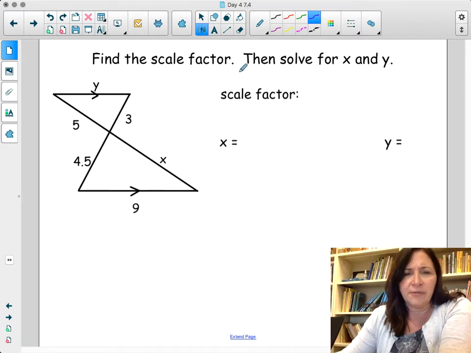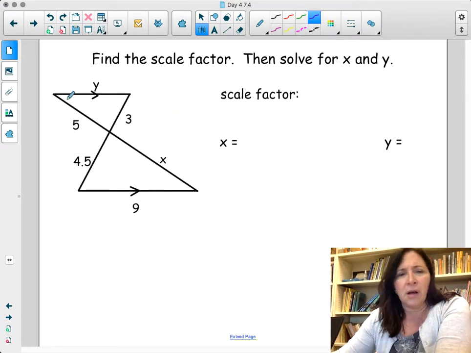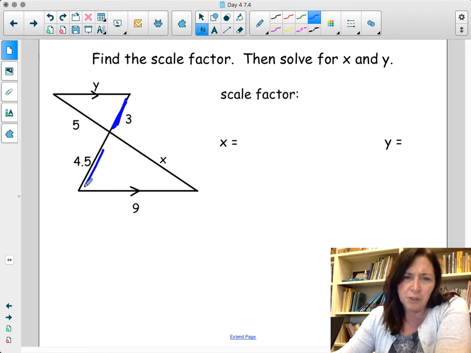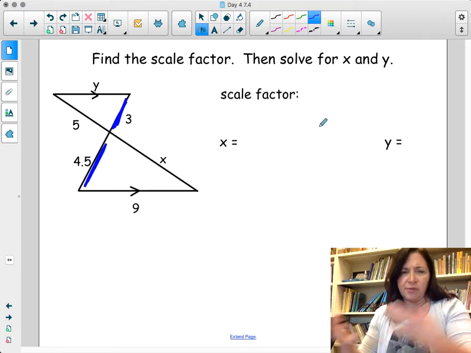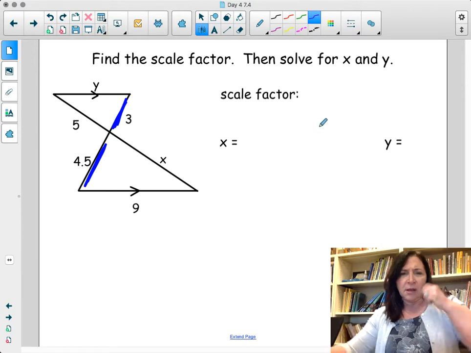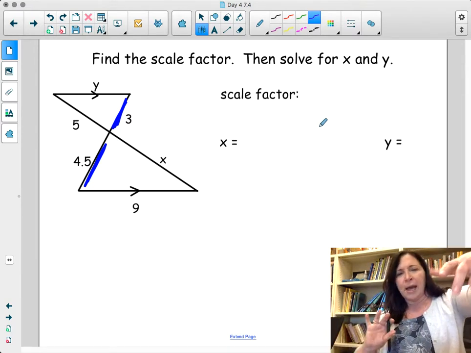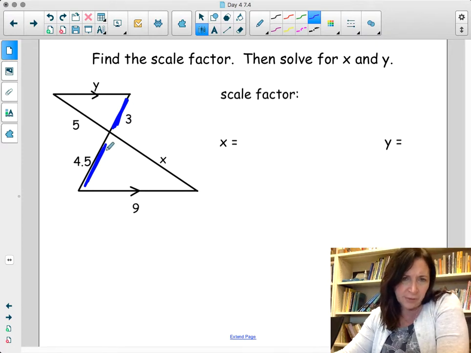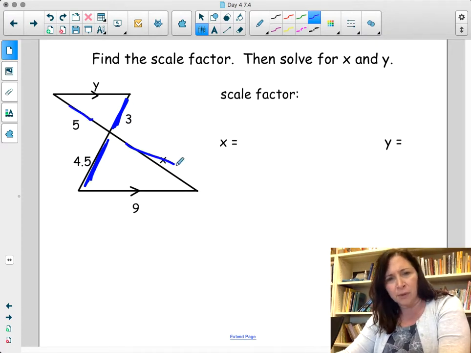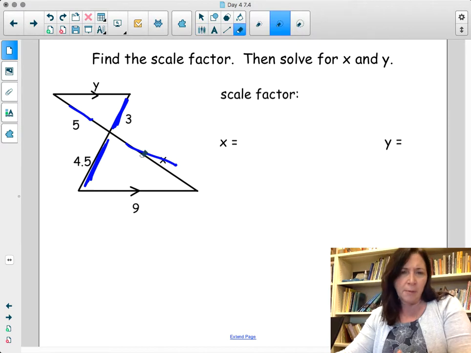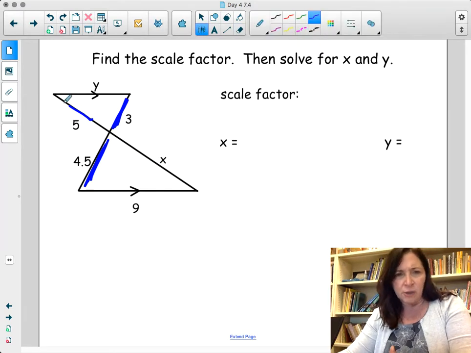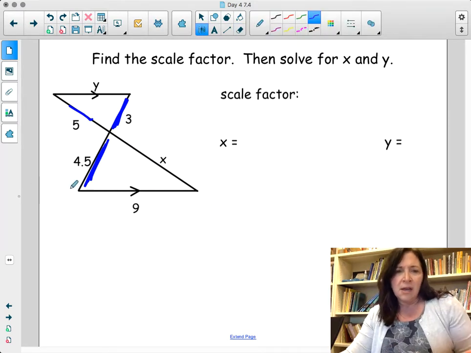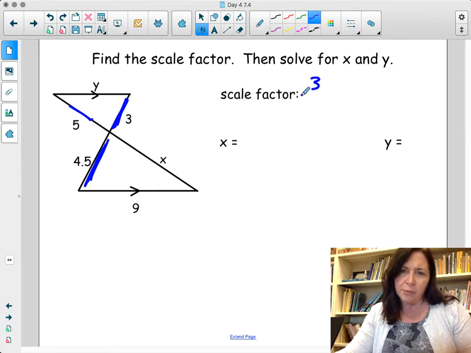Find the scale factor. Okay, so be careful. This side is proportional to this side here. Okay, so it's kind of like twisted. It's like you know how you wring out a towel? It's like that. So like this is proportional with this, and 5 is proportional with x. Now, the problem with finding a scale factor with 5 and x is you can't. I can, though, find the scale factor of 3 to 4.5. So 3 is to 4.5.